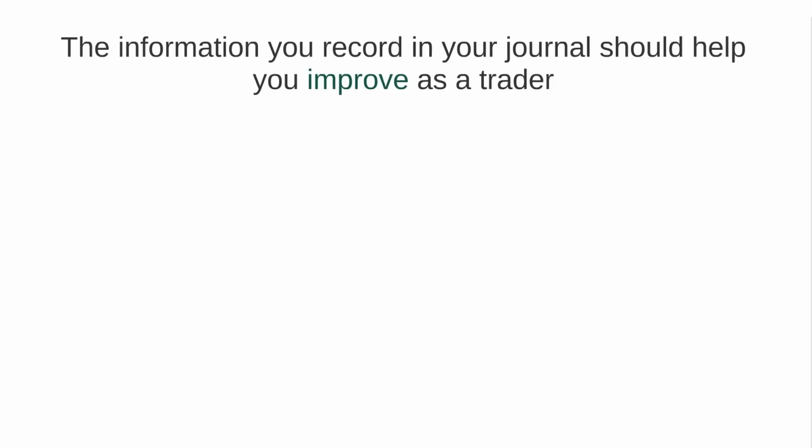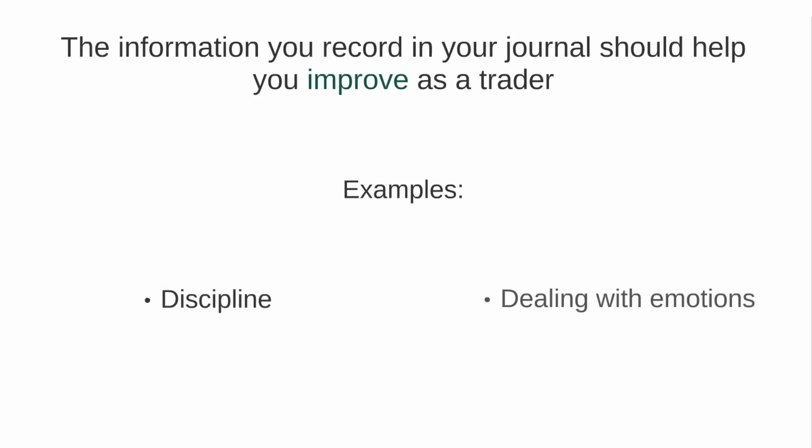If you have already started trading, then I'm sure you have an idea of what you want to improve. If you do, then make sure you include that in your journal so you can track if you are making any improvements. A couple of examples of things I've seen other traders want to improve are their discipline and controlling their emotions when in trades.